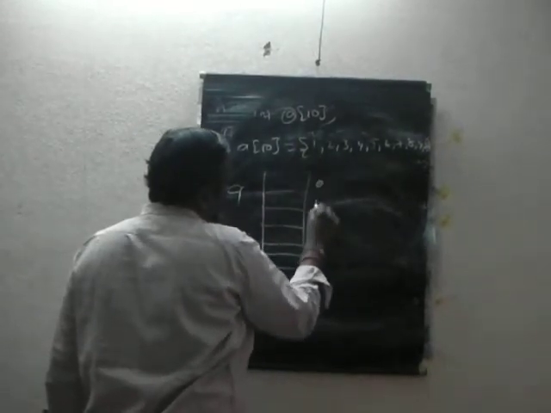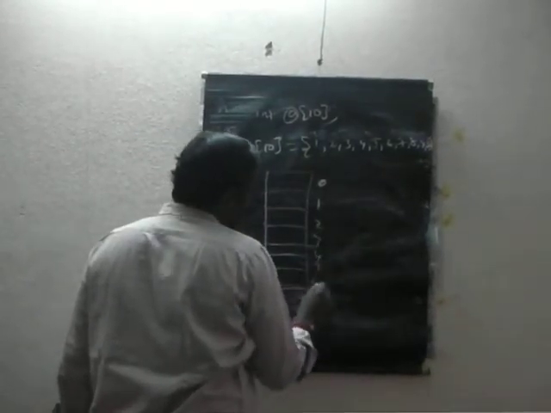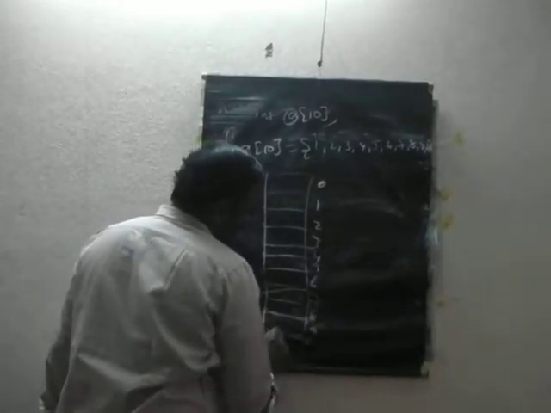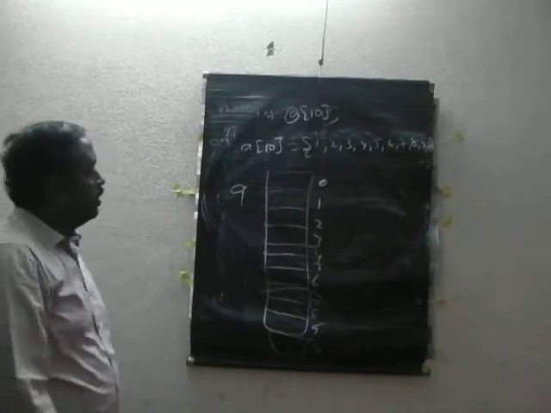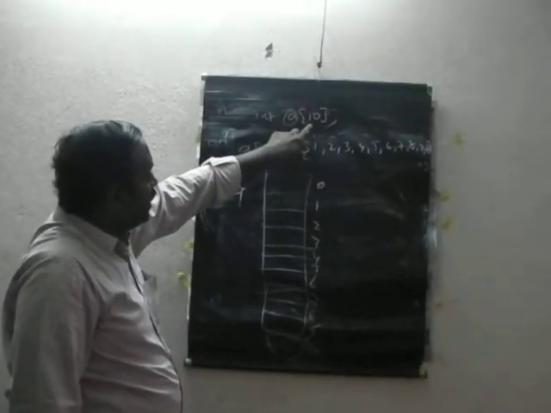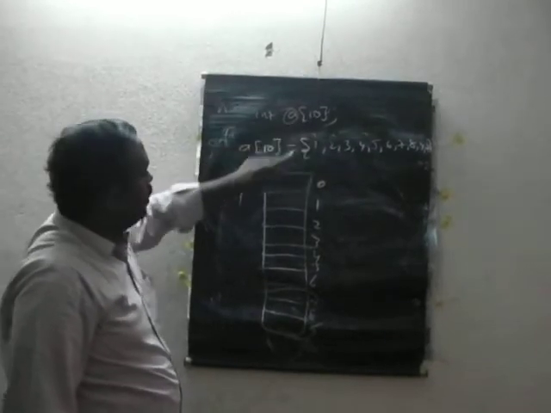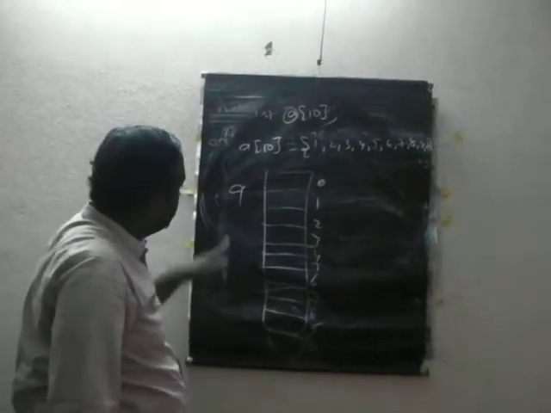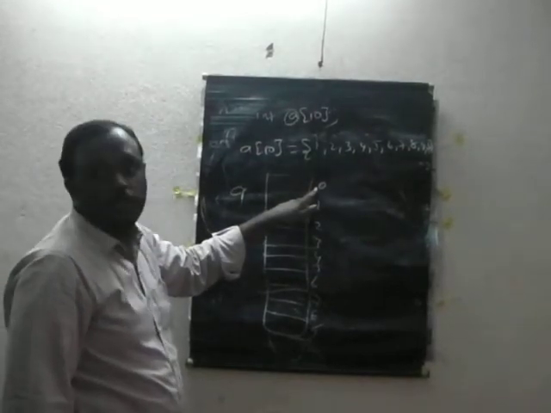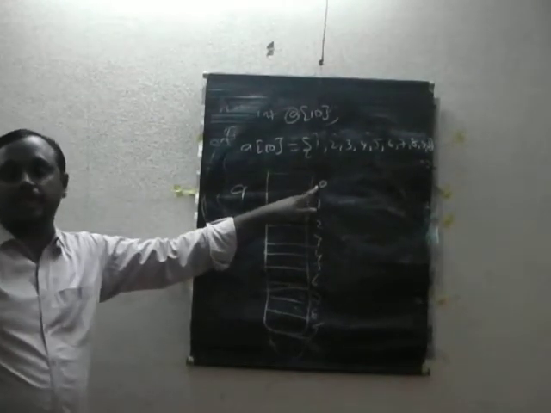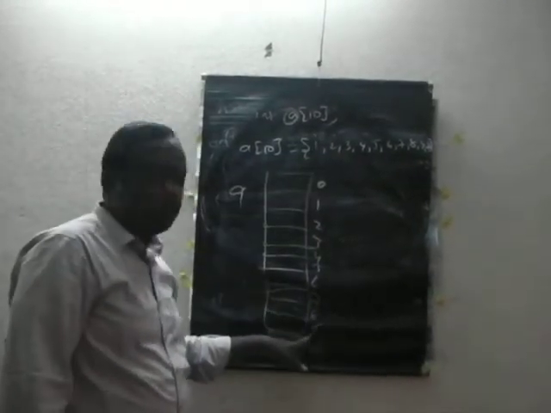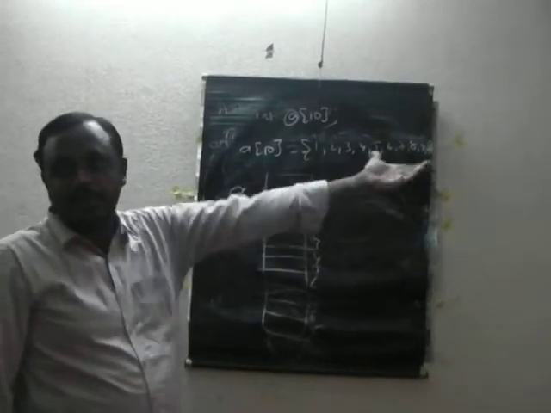0 1 2 3 4 5 6 7 8 9. So when I declared an array with 10 elements, what happened in the memory? It creates 10 memory locations with the name A, but the starting memory location index number is 0. In the C language, array index number starts with 0. So when I go for 10, it creates up to 9. Why? Because 0 to 9 is nothing but 10.